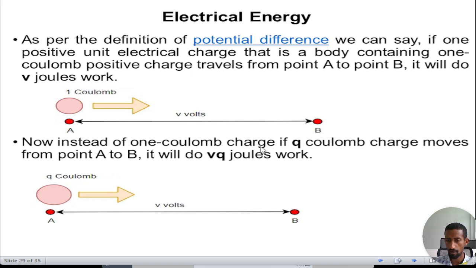Now instead of one coulomb charge, let's show you progressively according to my note. If Q coulomb charges move from point A to point B, it will do VQ joule work, as I have shown you on the board. So if we move Q charge from this point to this point, it will do VQ joule work.